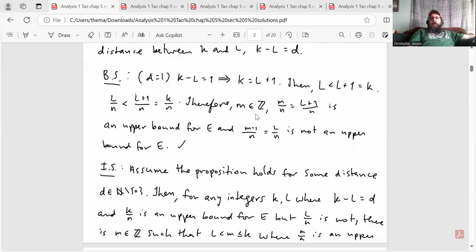therefore the integer M, this is bad English that I have written here. M over N equals L plus 1 over N is an upper bound for E, and M minus 1 over N equals L over N is not an upper bound for E. I guess I should say that, therefore, there exists, just to have proper English here. Therefore, M is an integer. I'll just leave it like that. Whatever. Okay.